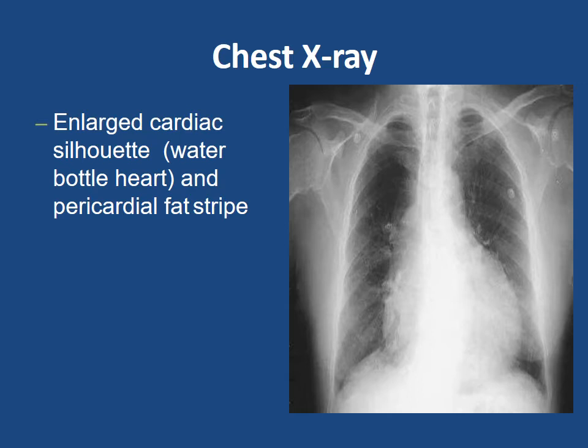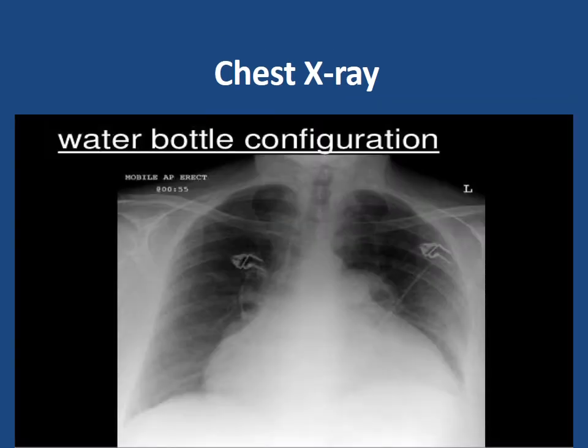This is a typical chest X-ray of pericardial effusion showing the enlarged cardiac shadow, water bottle heart. This is another X-ray showing the globular or enlarged water bottle configuration in the chest X-ray PA view showing the pericardial effusion.